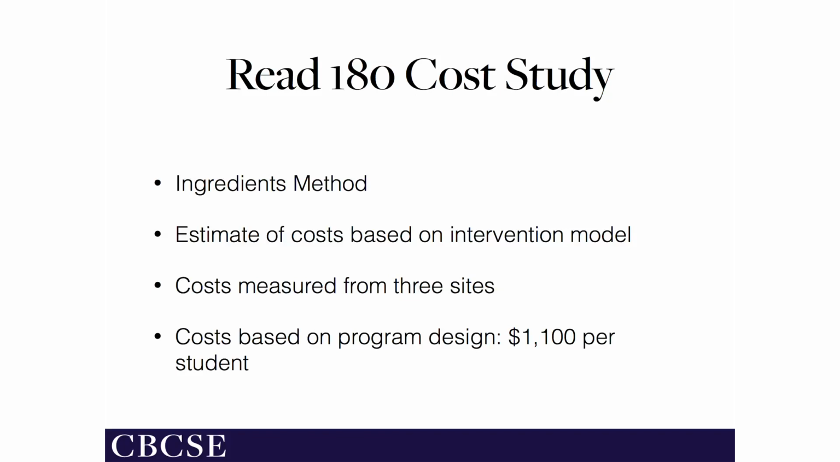So several years ago, Hank and some colleagues did a study of Read 180 to look at the costs. They used the ingredients method, and they started by going to, I think it was Scholastic, and asking them about how the program was designed. What goes into this program? What are the different components? How would that look in an ingredients analysis? So they estimated that it would be about $1,100 per student based on the design of the program.